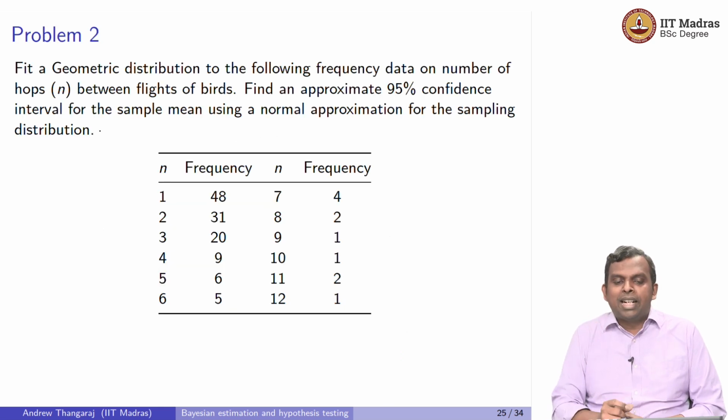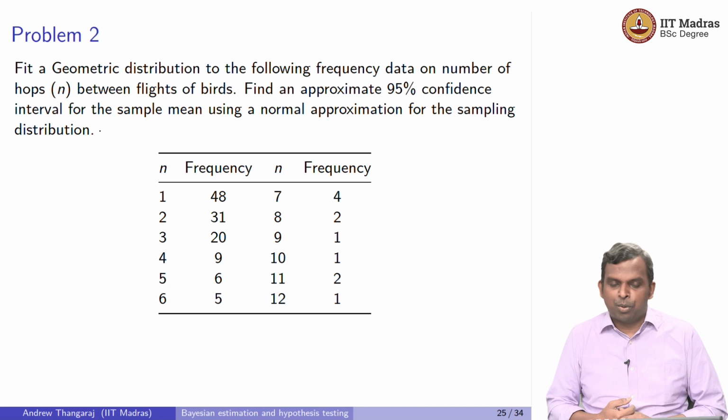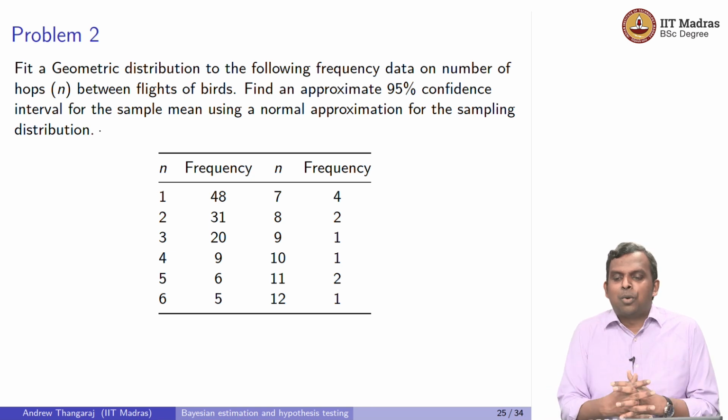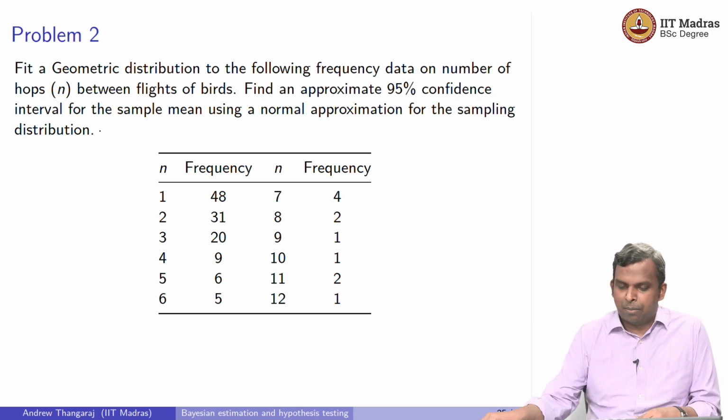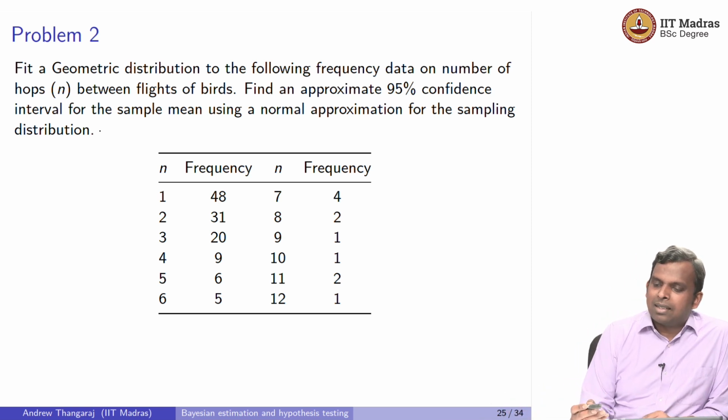If you're going to do one more fit, this is a geometric distribution fit. Once again, we have most of the things worked out, but I just want to show you once more how to do it, and we're going to use a normal approximation, 95% confidence interval, exact same thing. Maybe we'll do this a bit quicker, but it's going to be the same thing. Okay, so once again, remember this is some number of hops between flight of birds. This is again frequency data, number and frequency. So the number 1 occurred 48 times.